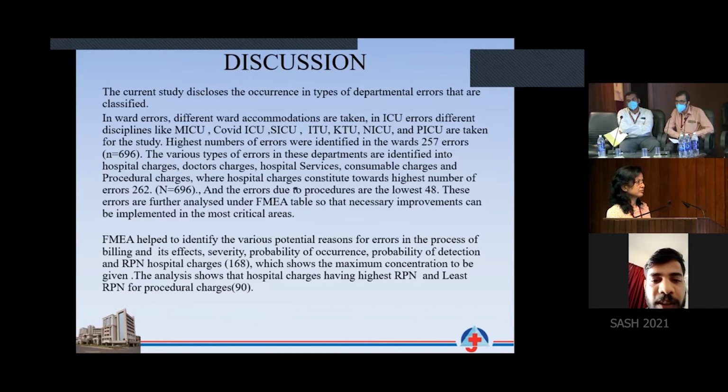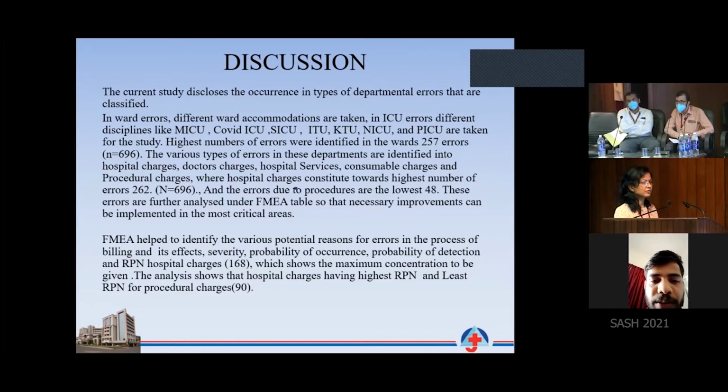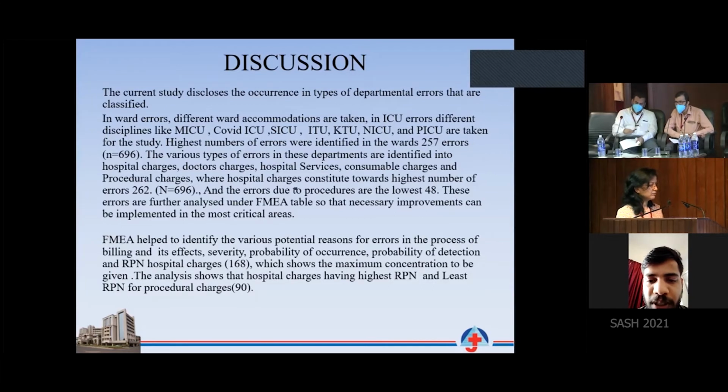Next, discussion. The current study disclosed the occurrences in types of departmental error that are classified. In ward error, different ward accommodations are taken. In ICU error, different disciplines like MICU, COVID ICU, SICU, ITU, KTU, NICU, and PICU are taken for this study. The highest number of errors were identified in ward, that is 257 errors. The various types of error in the department are identified as hospital charges, doctor charges, hospital services, consumable charges, and procedural charges, where hospital charges constitute the highest number of errors, and the errors due to procedural are 48.